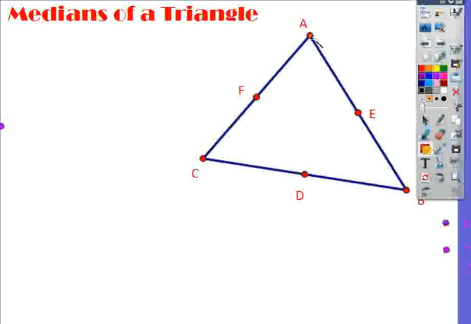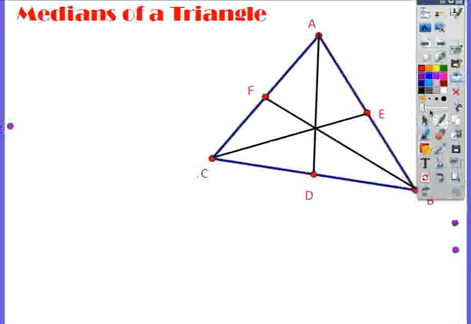So here's a vertex, vertex A, and we're going to connect to midpoint D. And D is the midpoint of the side CB. Now let's go to vertex B, and let's draw its median. We go from vertex B to midpoint F. And finally, let's go to vertex C and go from vertex C to midpoint E.